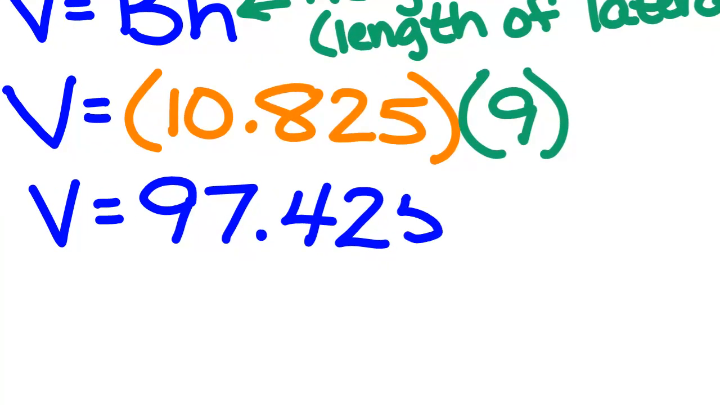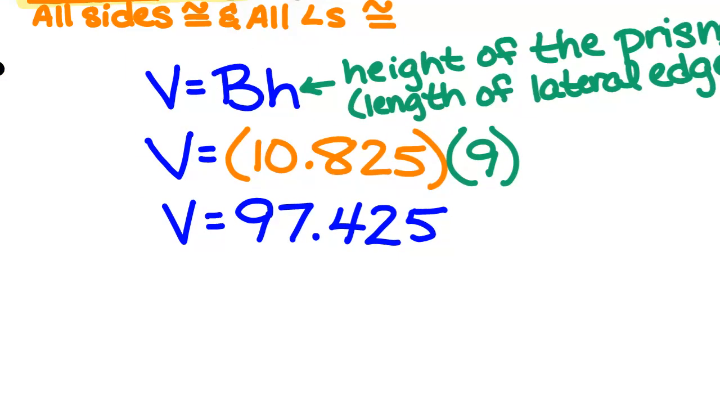97 point, I'm going to write 425 since that matches the actual work that I have up here, but if you had 427, there's nothing wrong with that. That's absolutely fine. It's perfectly acceptable to use the exact area of the base and multiply that by the height. And that would be inches cubed.